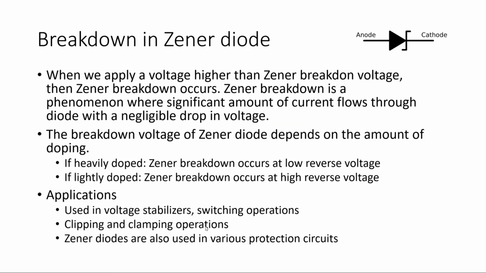Let us look at it. When we apply a voltage higher than Zener breakdown voltage, then Zener breakdown occurs. Zener breakdown is a phenomenon where a significant amount of current flows through the diode with a negligible drop in voltage.